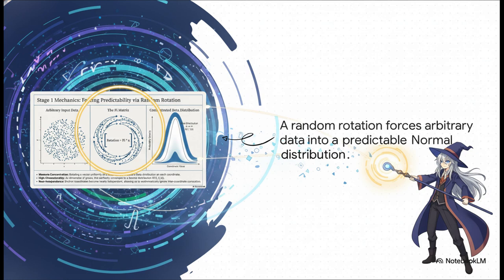It takes whatever data you give it, doesn't matter what it looks like, and applies a random rotation. Why would you do that? Well, it takes advantage of a wild property of high-dimensional space called measure concentration. Basically, if you randomly spin a vector in a space with thousands of dimensions, its coordinates all start to clump together in a very predictable way. They form a nice, clean beta distribution, which, for all intents and purposes, is just a perfect bell curve.